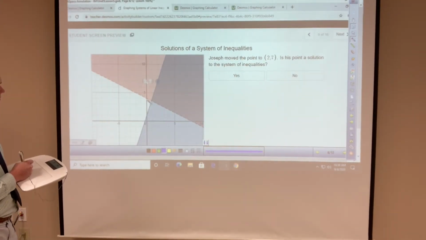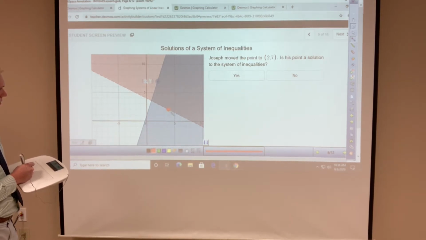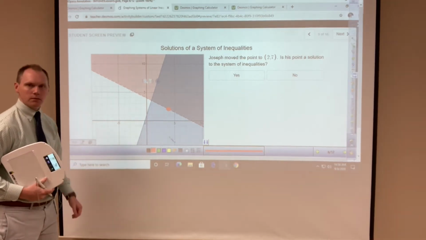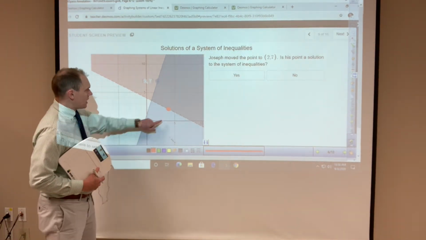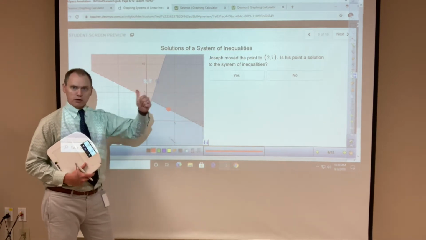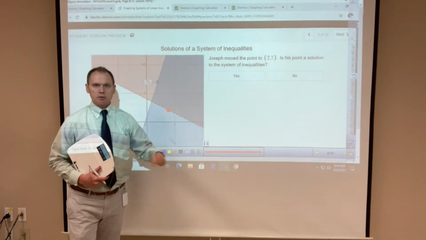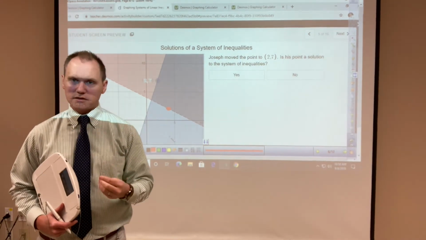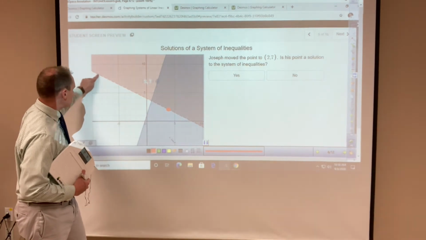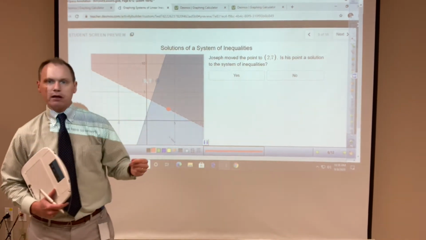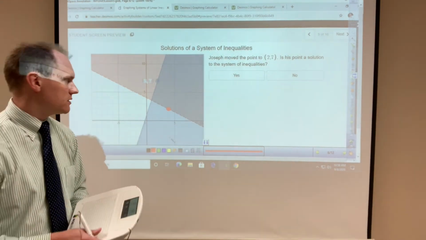Okay, but what if we were to put the point here? What about there? Is that a solution to the system? No, it's not, right? Because it's in the blue, so we're good there, but it's on the dotted line of the red. Remember, the dotted means that's not part of the shaded region. So any points on this line itself are not in the red. So while that point's in the blue, it's not in the red, so therefore it's not a solution to the system of inequalities.